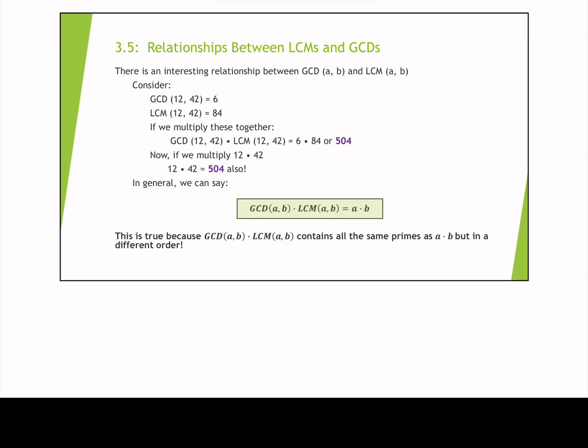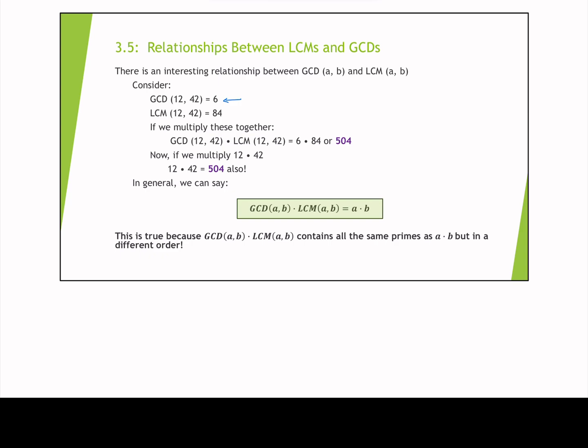Now, there's an interesting relationship between lowest common multiples and greatest common divisors. And we're going to explore what that looks like by giving you an example that we really just tackled. So if I asked you to find the greatest common divisor between 12 and 42, we know that the answer turns out to be 6. We don't have to redo that problem. We know that the GCD for 12 and 42 turns out to be 6 as a value.